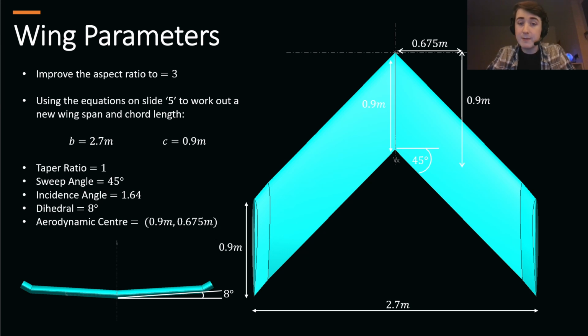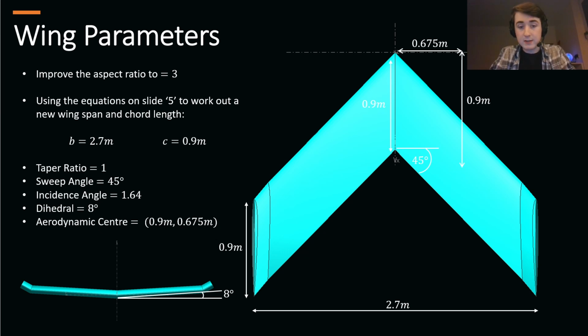So with our wing, we have a taper ratio of 1. Having a taper ratio of 1 improves the overall aspect ratio of the wing as it has more wing area. Using data on the previous aircraft, I have determined the best sweep angle for aircraft is 45 degrees.